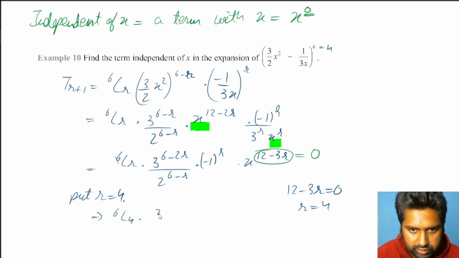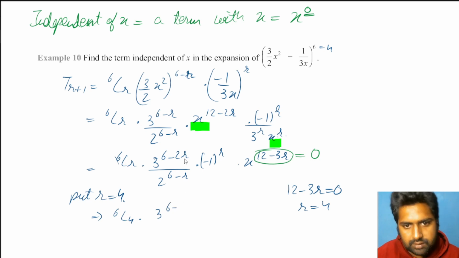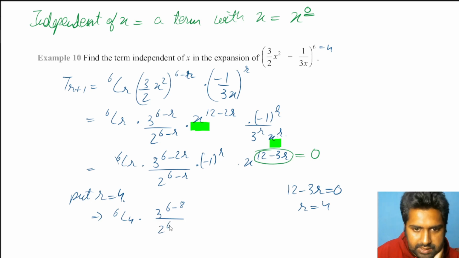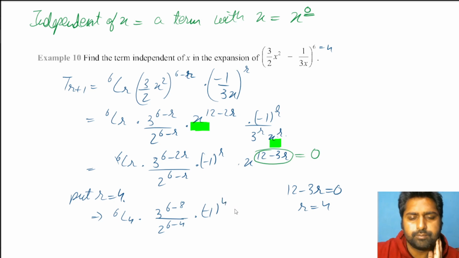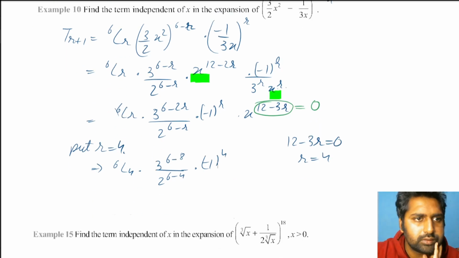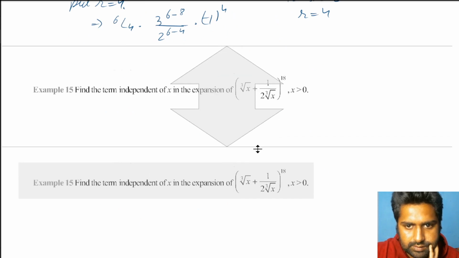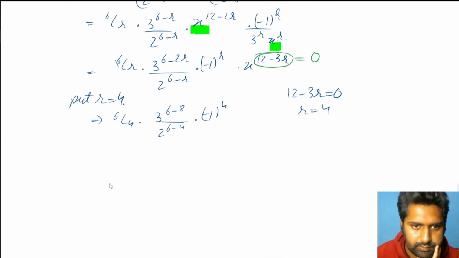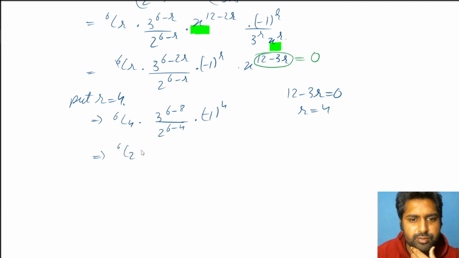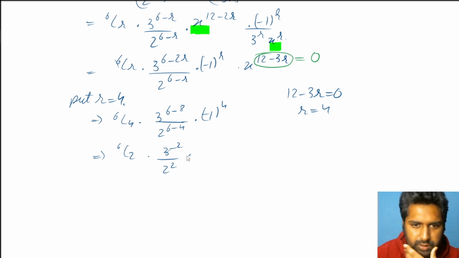6C4. 3 raised to power 6 minus 2r becomes 8 upon 2, 6 minus r is 4, and minus 1 raised to power also 4. Now let's calculate. Let's get some space. So that becomes 6C4, which is the same as 6C2, 6 minus 4, because expansion will be easier. This becomes 3 raised to power minus 2. This becomes 2 raised to power 2. This becomes positive 1. So 1.